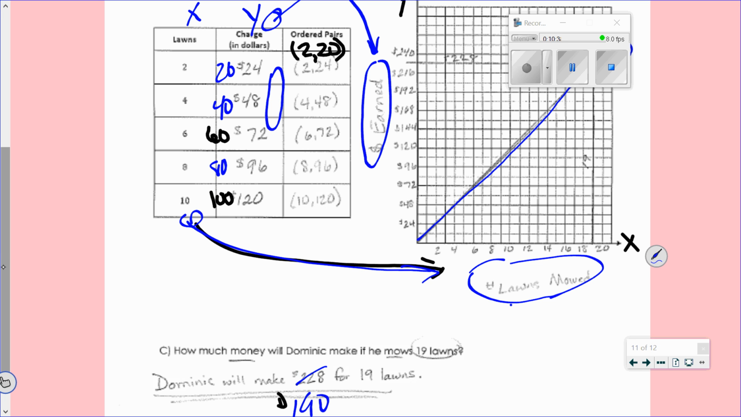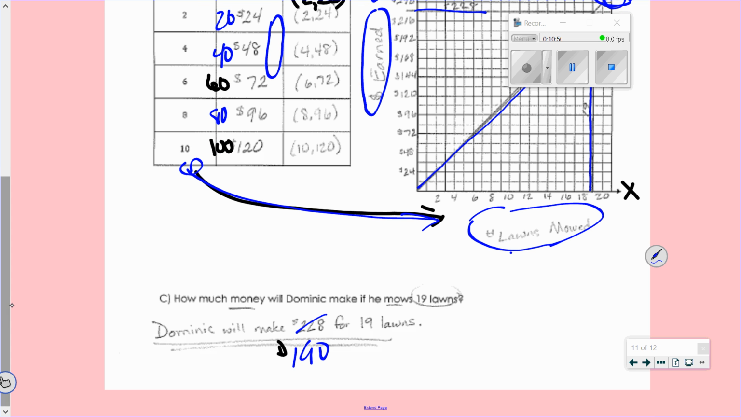Because if it's 19 lawns, all I have to do is go out here to 19. I can draw my line up to where it meets. I'll come over. It's going to be between the 180 and 200 mark. So it's $190. That was the one that you should have written on the back page of your sheet, guys.